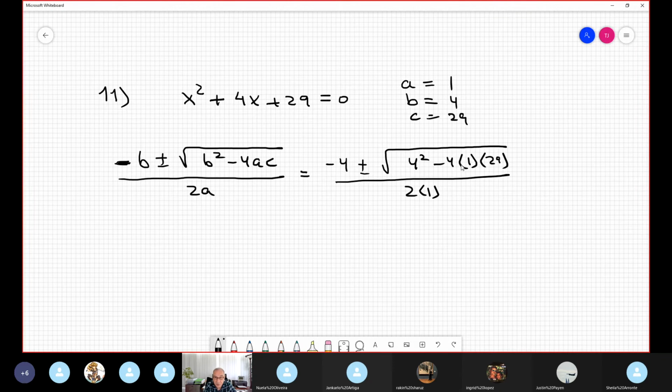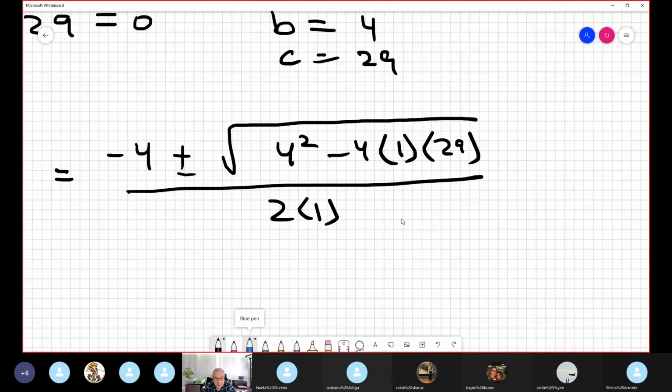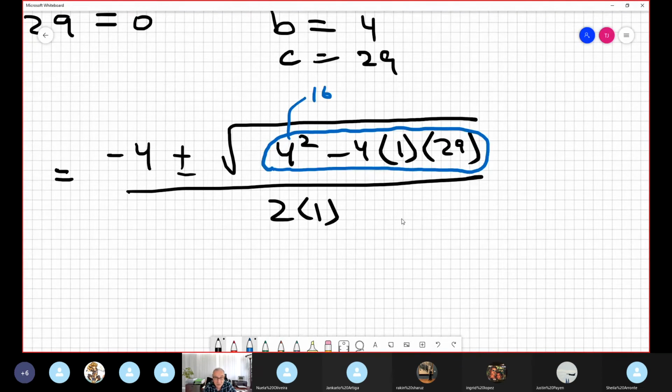Okay, I focus on the expression inside. By the way, this is the discriminant. It's obvious it's negative, no? Because this is 16. Minus something that I suppose is bigger than 16. It's 29 times 4. 29 times 4 is 116. Wow. 116. So when you subtract it, it's negative 100, no? And when you compute the square root, negative 100 gives I.